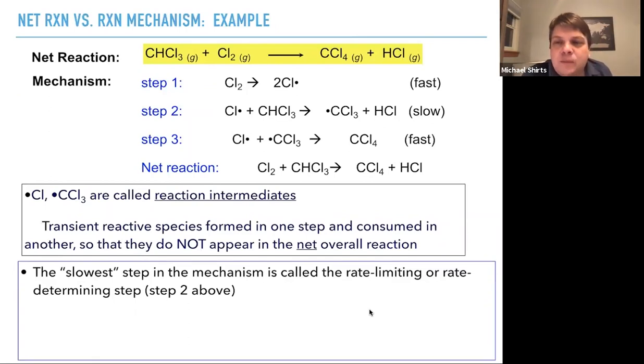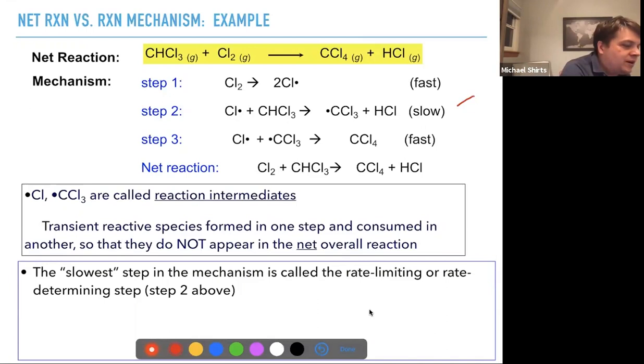And an important point here, the key point is that the slowest step in the mechanism is called the rate limiting or rate determining step, which is step 2 here. And that's very important because that's the step that determines the overall rate of the reaction, right? If two of the steps are fast, the first step just happens very quickly, and then these chlorine radicals are sitting around waiting to have a chance to pull a hydrogen off the trichloromethane. So it's not really determined by that first step. And then once the slow step happens, then the third step happens quickly.